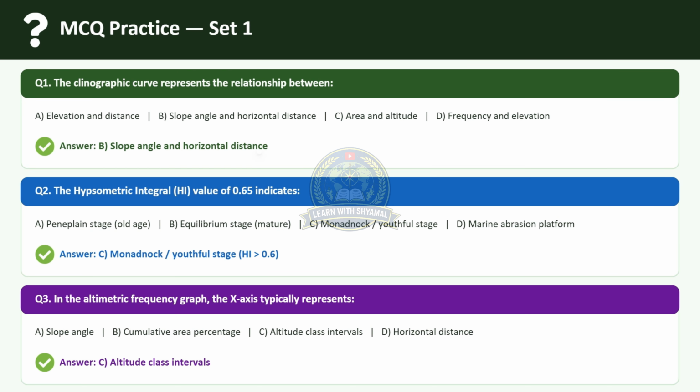Okay, these are some MCQ practice questions for the UGC NET examination. Question number 1, the clinographic curve represents the relationship between: correct answer is option B, slope angle and horizontal distance. Question number 2, the hypsometric integral SI value of 0.65 indicates: correct answer is option C, monadnock, youthful stage, more than 0.6. Question number 3, in the altimetric frequency graph, the x-axis typically represents: correct answer is option C, altitude class intervals.